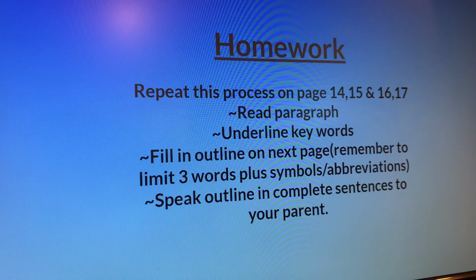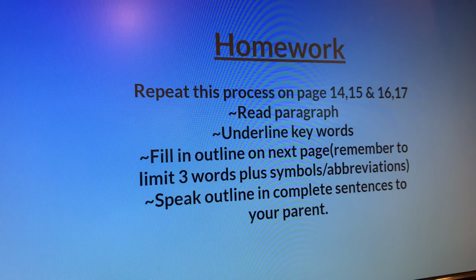Your homework is to repeat this process on pages 14 and 15, and then again on pages 16 and 17. You're going to read the paragraph, underline the keywords just like we did today, then fill in the outline on the next page. Remember to limit it to 3 words plus your symbols and abbreviations. And then you're going to speak the outline in complete sentences to your parent.